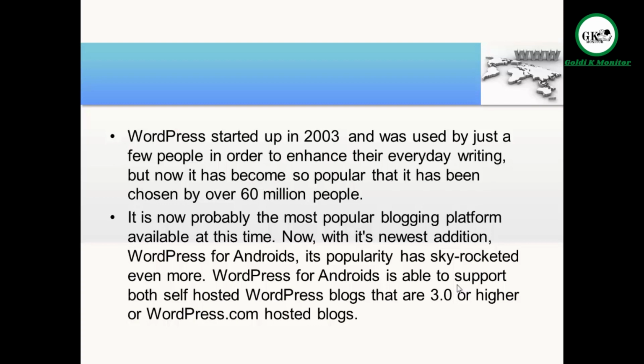WordPress started up in 2003 and was used by just a few people in order to enhance their everyday writing, but now it has become so popular that it has been chosen by over 60 million people. It is now probably the most popular blogging platform available at this time. Now, with its newest edition, WordPress for Android, its popularity has skyrocketed even more. WordPress for Android is able to support both self-hosted WordPress blogs that are 3.0 or higher, or WordPress.com hosted blogs.